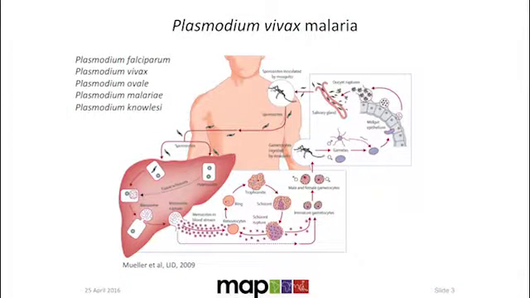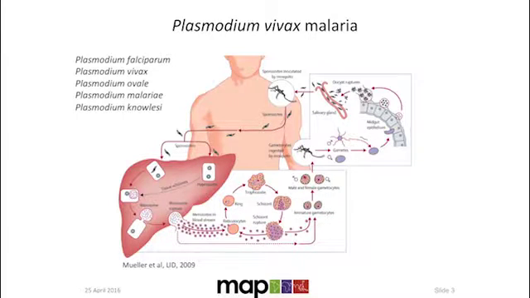As Kevin mentioned, there are 5 or 6, if you count the subspecies of ovale, parasites that affect humans for malaria. And the vast majority of the burden or global caseload is attributed to falciparum and vivax malaria.